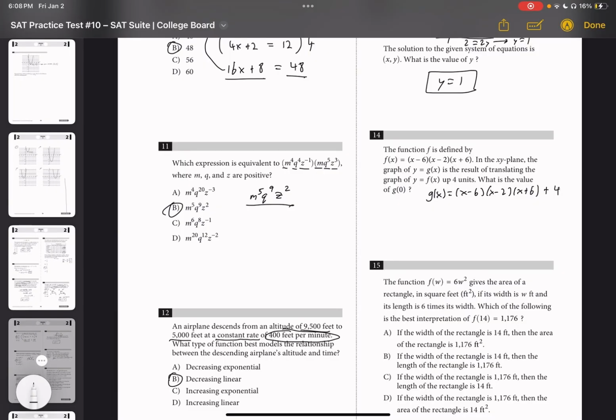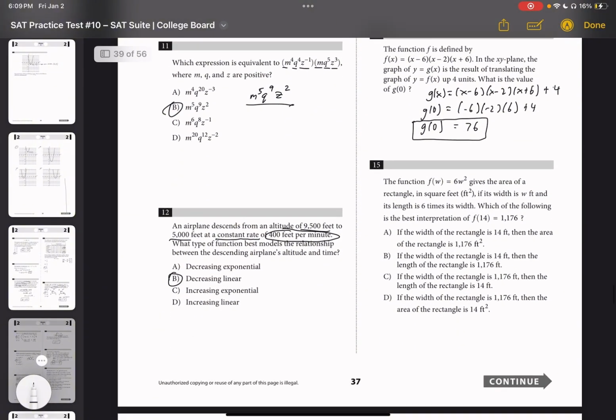So if we solve for g of 0, we could just plug in our points right here, and we get negative 6 times negative 2 times 6 plus 4, and g of 0 is going to be equal to negative 6 times negative 2 is positive 12. Positive 12 times 6 is equal to 72. 72 plus 4 is equal to 76. So g of 0 is 76.